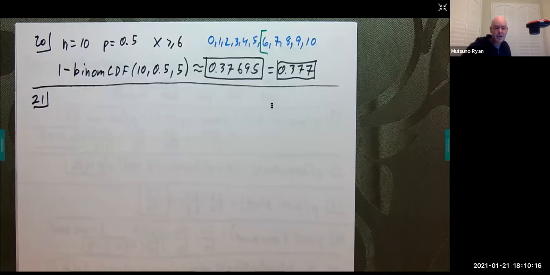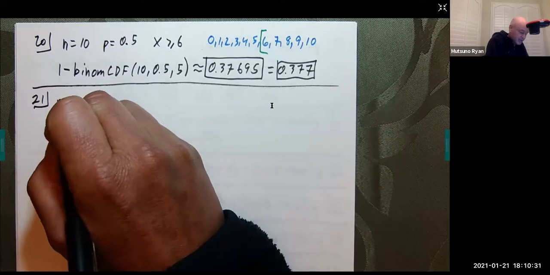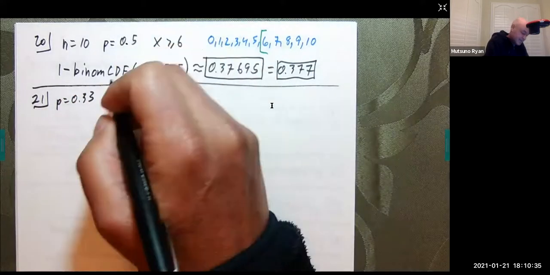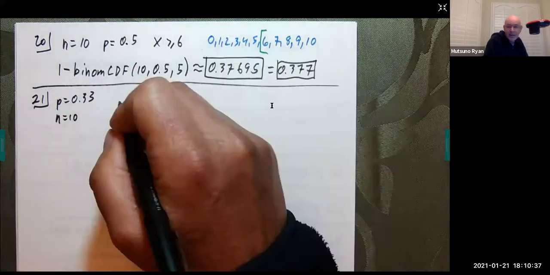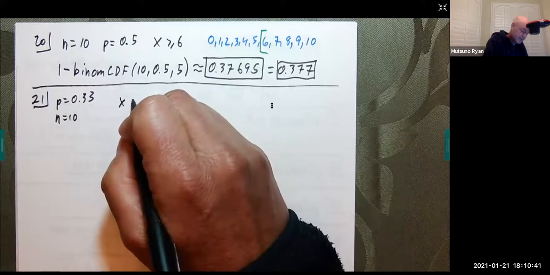So number 21. In a certain college, 33% of physics majors belong to ethnic minorities. If 10 students are selected at random from the physics majors, what is the probability that no more than 6 belong to an ethnic minority? So once again, P is going to be 0.33. N is 10 again. X, no more than 6. So this means less than or equal to 6.